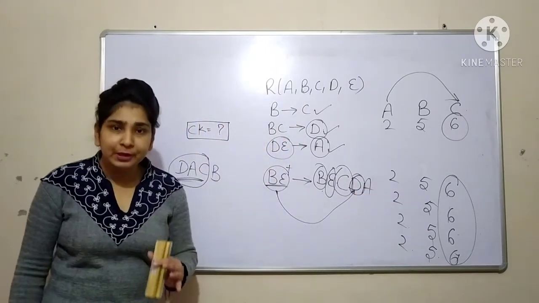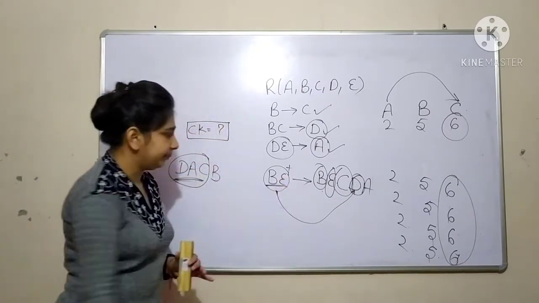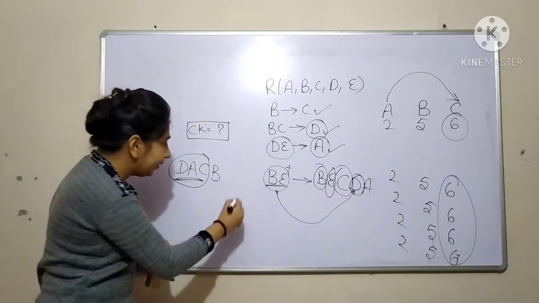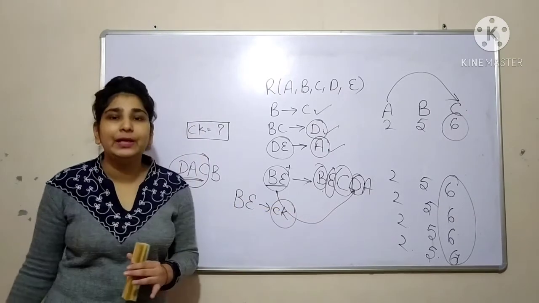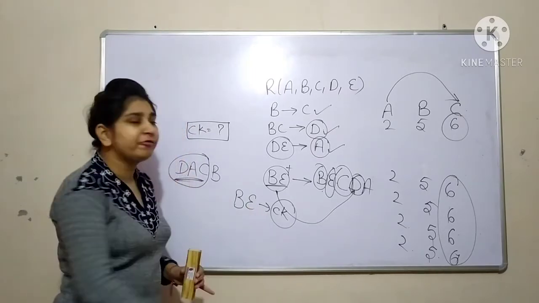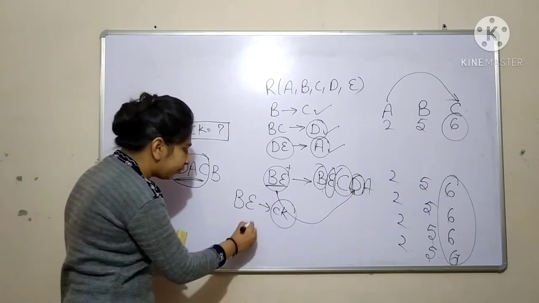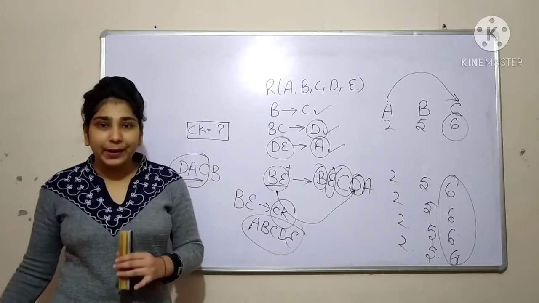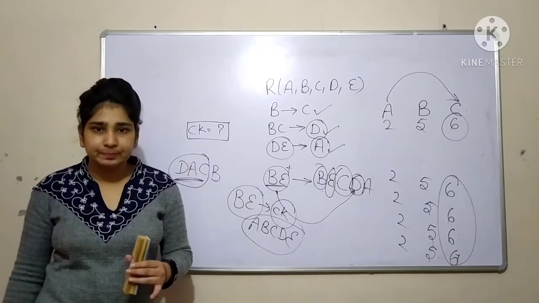Okay. So if you look at it, with the help of this composite attribute BE, I am able to determine all the other attributes. So we can use BE as the candidate key. It is the minimal candidate key. If I give you any value of B and E, you are able to determine the value of all the other attributes A, B, C, D and E. So you can use BE as the candidate key.